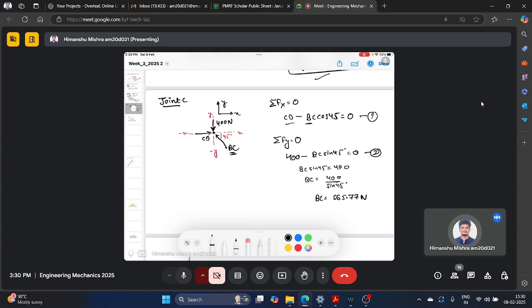For that, there is one rule to describe the nature of force. For example, let's say this is your joint, and if the force is away from the joint, then it is referred to as tensile in nature, which is usually denoted by T. And if the force is toward the joint, then it will be a compressive force.